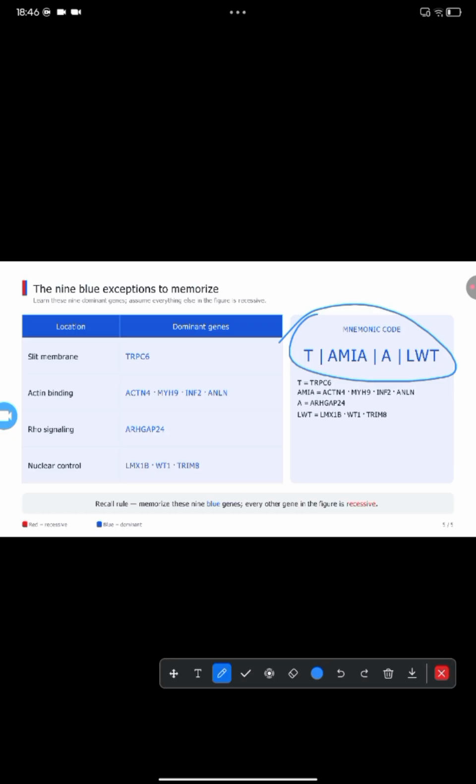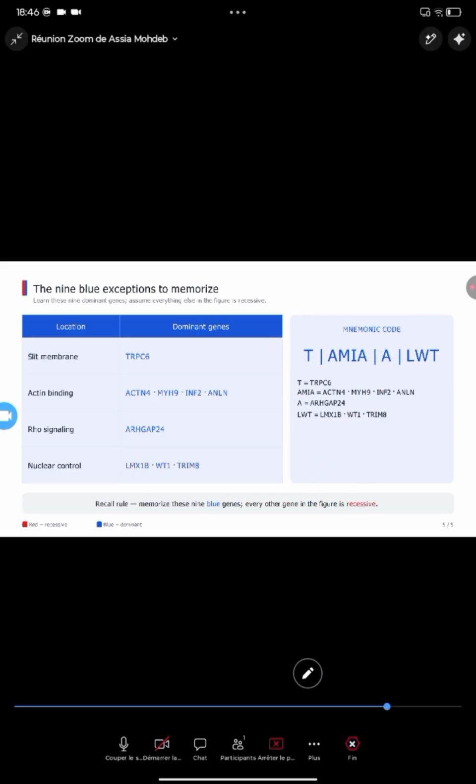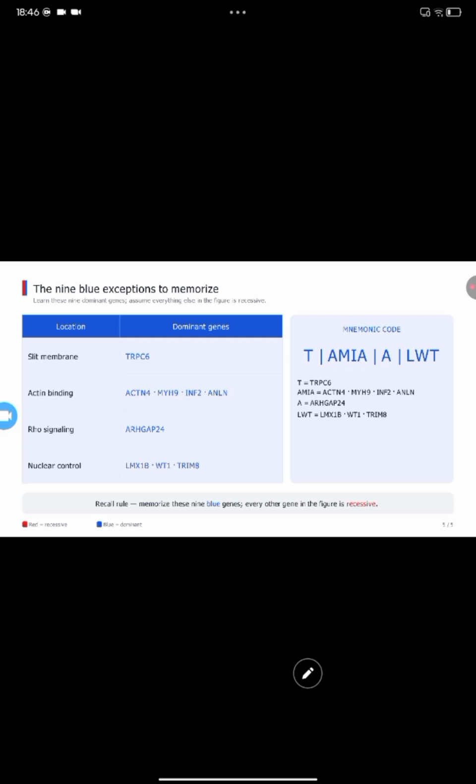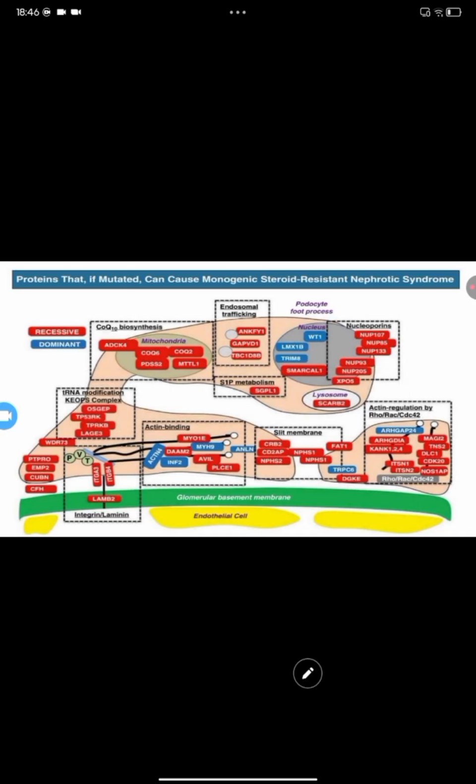I think this is a very good way to remember, and it would make it easy for you to memorize. And like this, you can remember the remaining genes in this particular figure as red and recessive, as mentioned here.